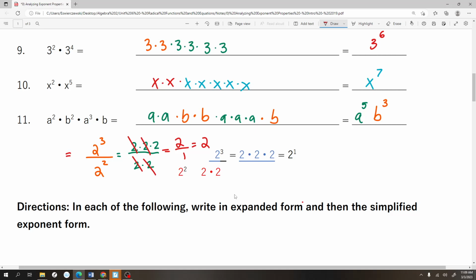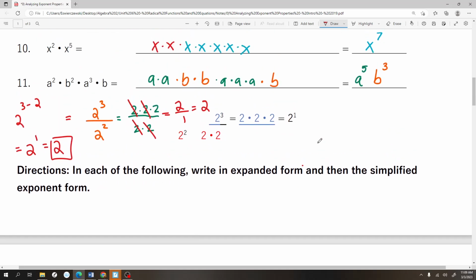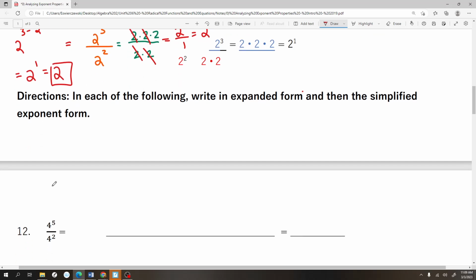So if I go the other way, I could have written that as 2 to the 3rd minus 2. 3 minus 2 is 1. 2 to the 1st, anything to the 1st power is itself. And that's that. All right, directions. In each of the following, write in expanded form, then in simplified exponent form.